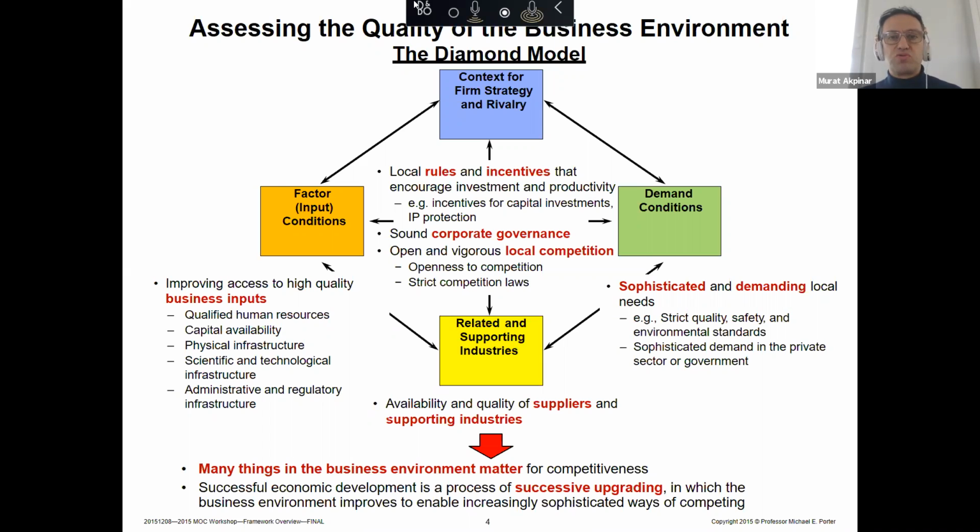So let's go through these one by one. But before that, I would like to add that Porter, when he designed this model, also thought that there are 2 factors which are perhaps, according to him, not direct determinants, but they are influencers through these determinants. One of these factors was the government.